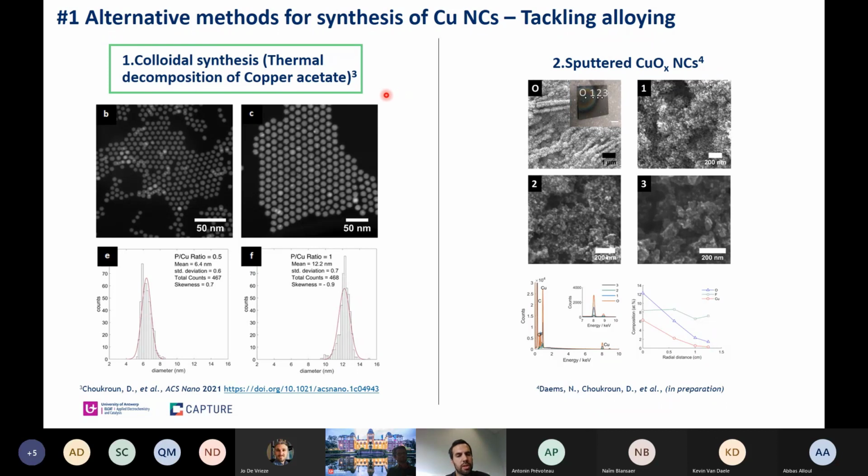And using colloidal methods, we could control the size and the monodispersity of those particles very well. And in the second method, we were also able to control the size, oxidation state, and the loading of copper nanoparticles. There, with the advantage that we use a physical deposition method, which allowed us to prevent the use of ligand or organic molecule to limit the size of the particles.